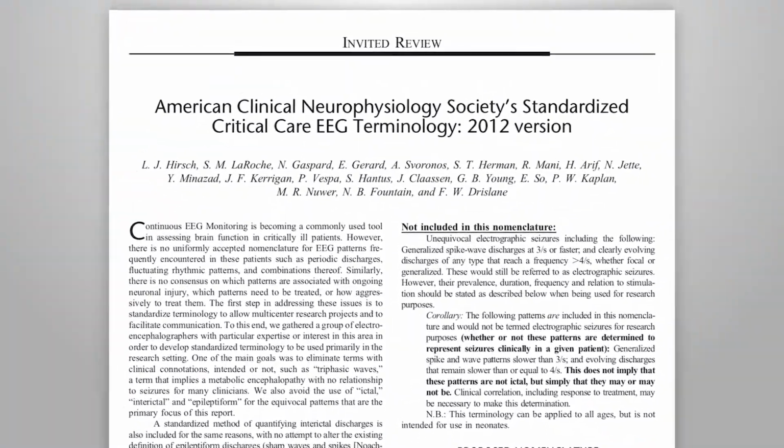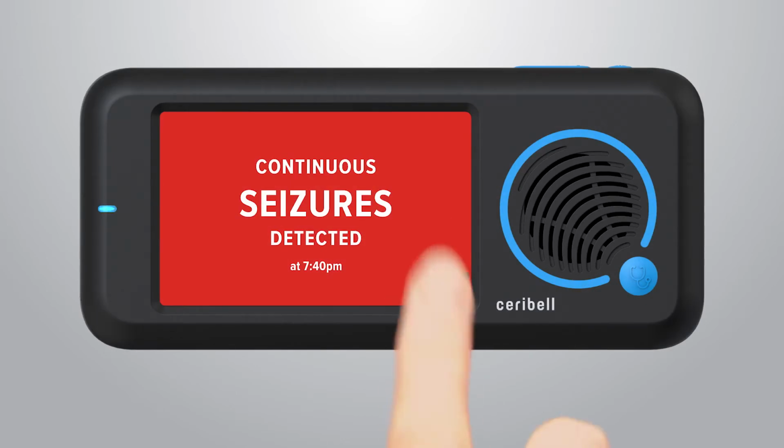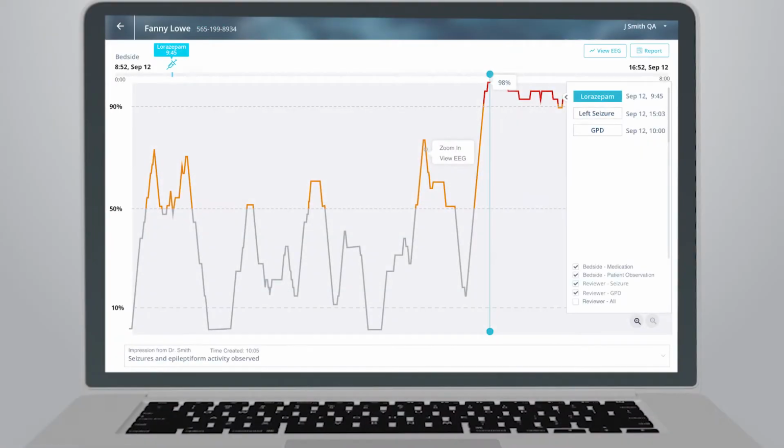Based on the American Clinical Neurophysiology Society standards, Clarity is the first FDA-cleared system to measure brain activity throughout the recording and quantify the amount of seizure a patient is experiencing over time. The seizure burden graph makes it possible to monitor the response to medication both at the bedside and using the Ceribell online portal in real time.